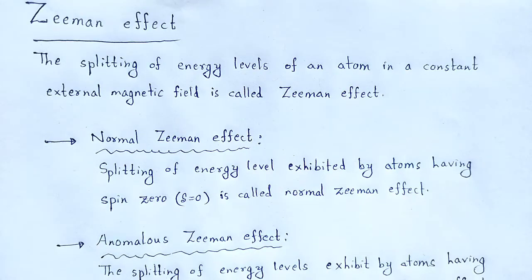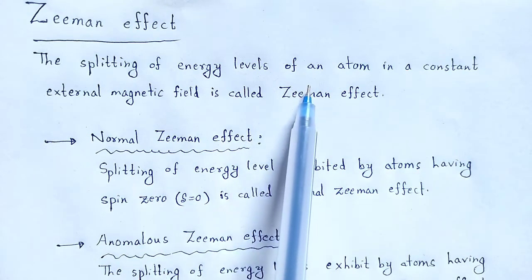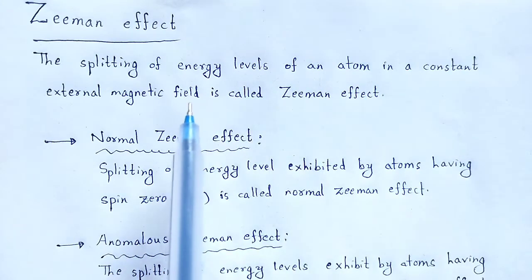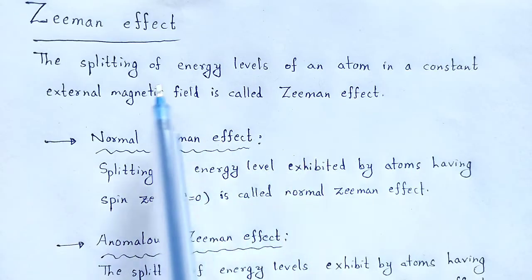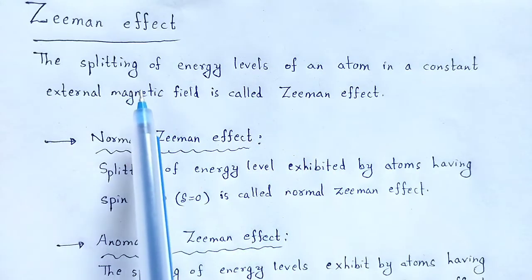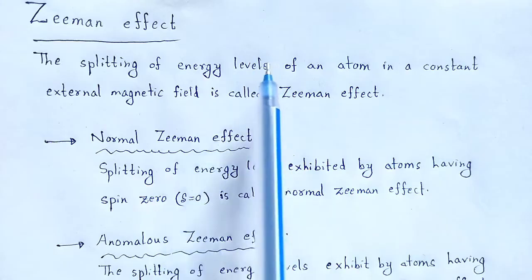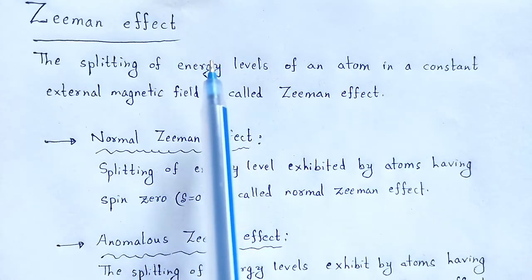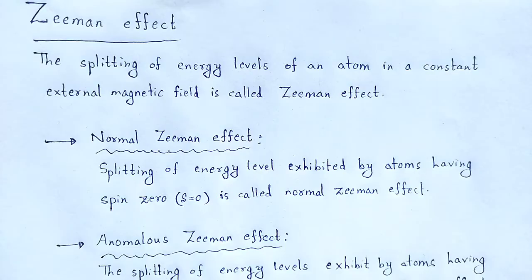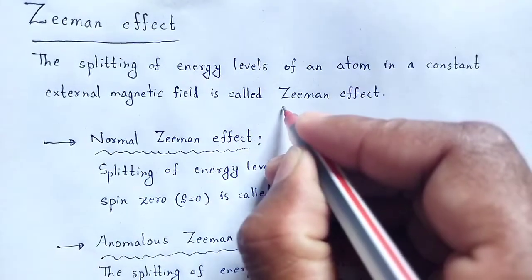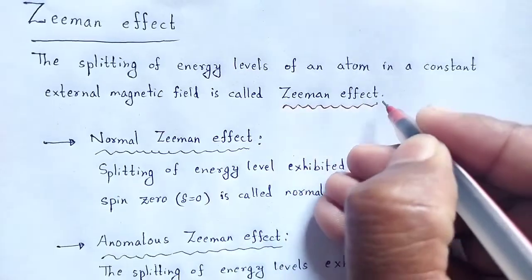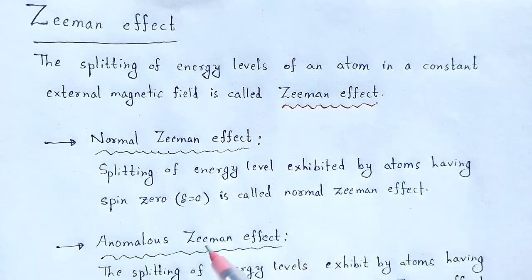What is the Zeeman effect? Zeeman, a scientist, first discovered the splitting of energy levels of an atom in a constant external electric field. In a constant external field, the energy levels of an atom are split. That effect is known as the Zeeman effect, and it is of two types. One is the normal Zeeman effect and another one is the anomalous Zeeman effect.